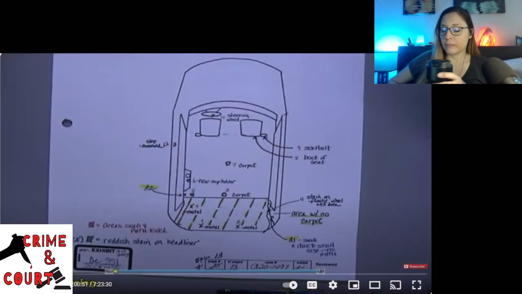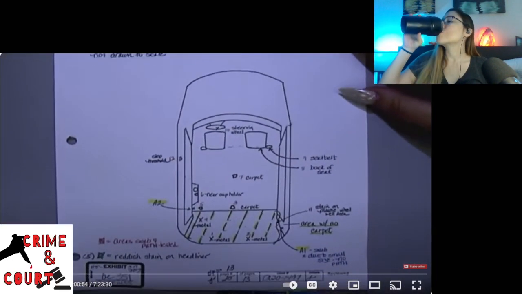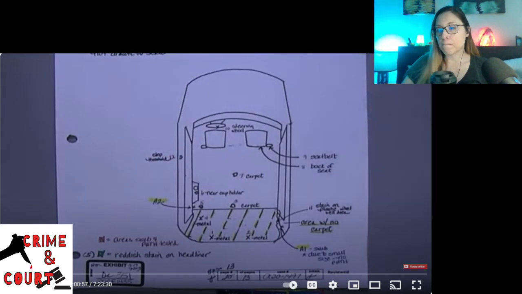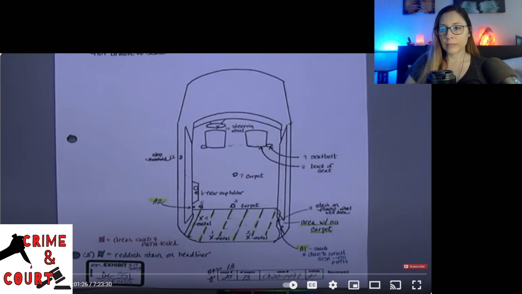Okay, and can you... What does this chart depict generally? For the record, can we just say what the exhibit is? Defense Exhibit 351. I created this chart just for my own personal notes, just to see where I tested stains in the van. I did not collect these stains, but I just wanted to make note of where I had done some testing. I noted where there was carpet missing from the van, and that's generally what this is, just for my notes.